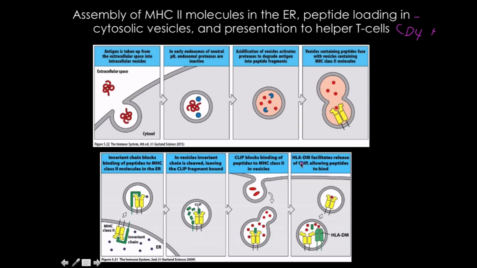Something known as HLA-DM in humans is going to facilitate the release of clip, and once clip is gone, the active site is now available to bind to peptides, right? So binding takes place at the last second, if you can think of it, and then it goes off to the host cell membrane.